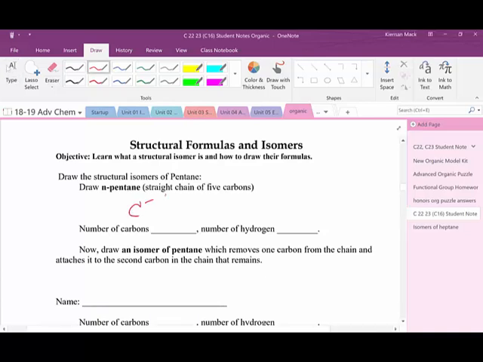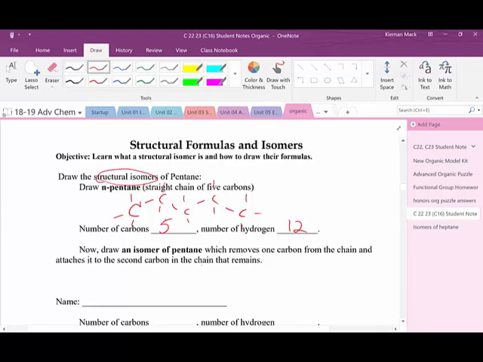N-pentane is the straight chain, and even though it doesn't look straight, because each carbon is connected one to the other, we can call it a straight chain. There are a total of 5 carbons and 1, 2, 3, 4, 5, 6, 7, 8, 9, 10, 11, 12 hydrogens. A structural isomer is going to be a rearrangement of the carbons and, as a result, the hydrogens as well.